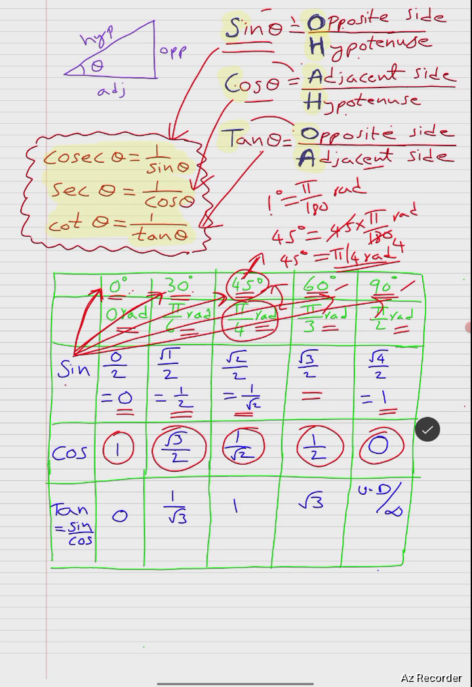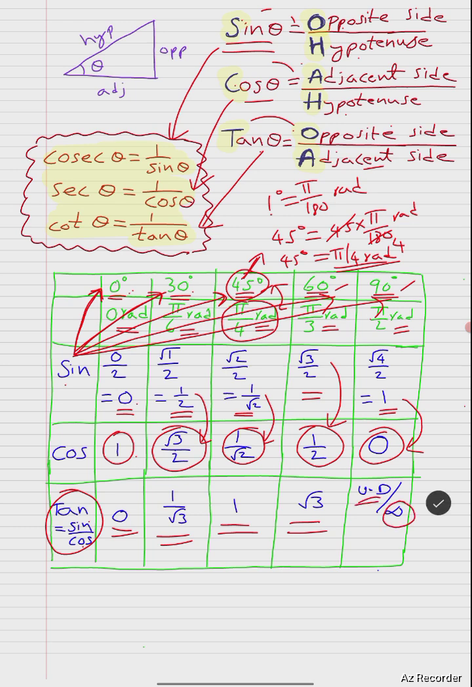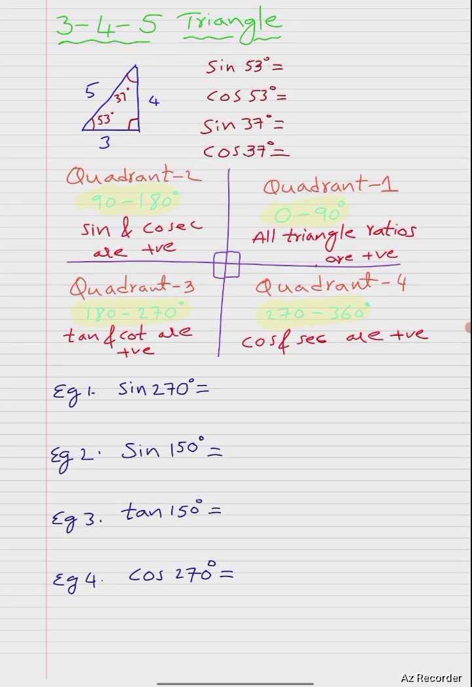Okay. So what about tan then? Tan is what? Sin upon cos. So 0 by 1 is 0, 1 by 2 upon root 3 by 2 is 1 by root 3, 1 by root 2 upon 1 by root 2 is 1, and then root 3 by 2 upon 1 by 2 is root 3, and finally 1 by 0 is actually undefined, but in some numericals we use this tan 90 as infinity. Okay, let's move on to the next slide.